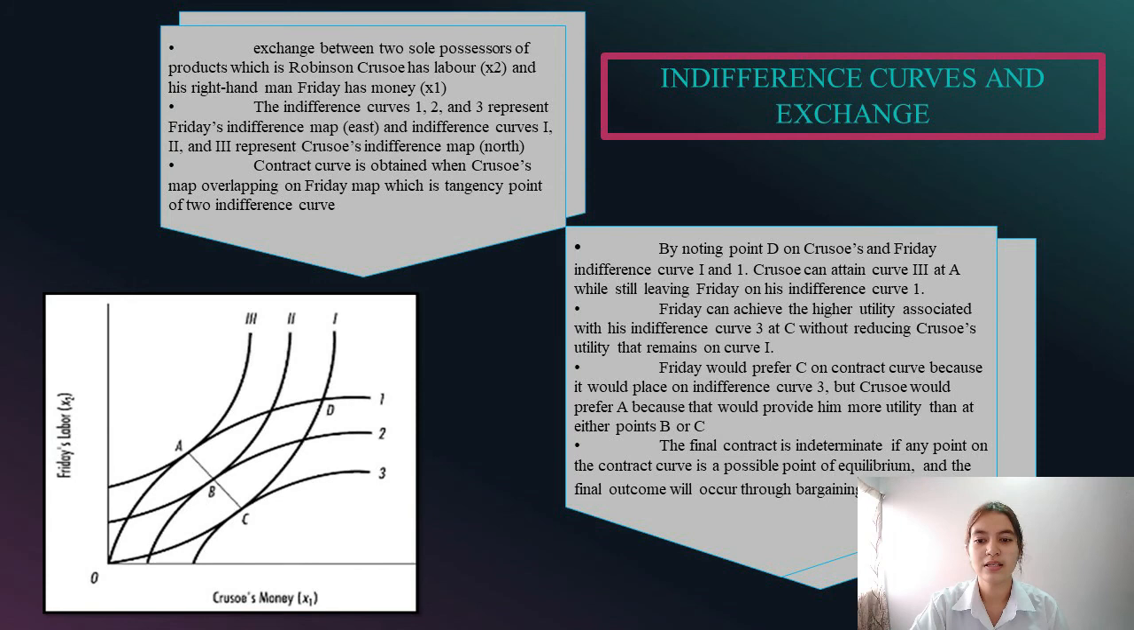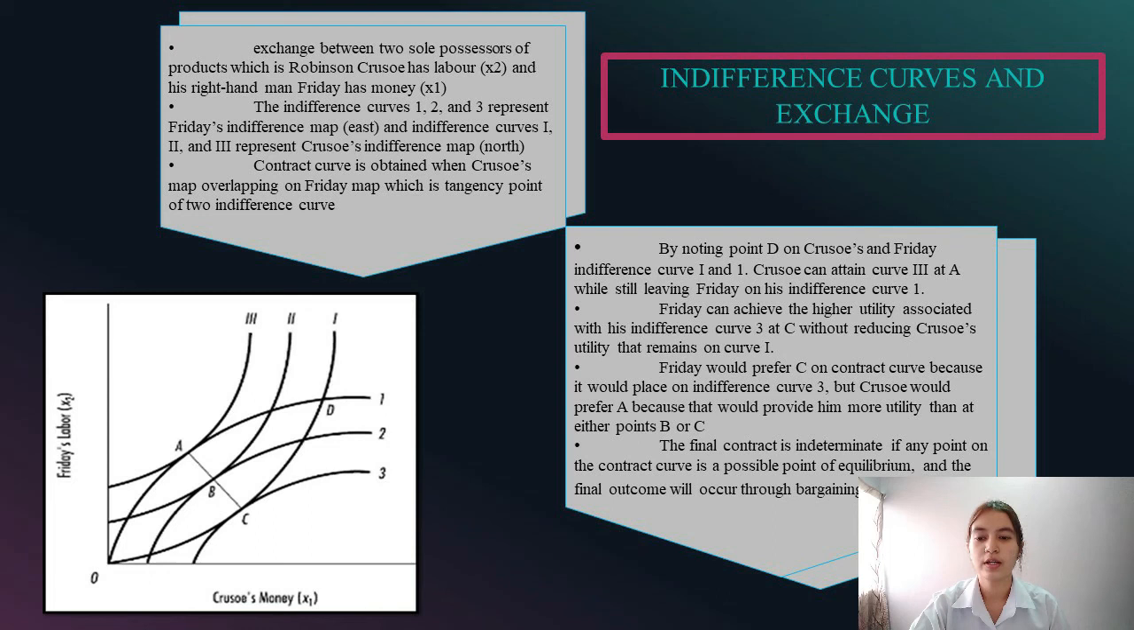This can be seen by noting point D on Crusoe's indifference curve 1 and Friday's indifference curve 1. Crusoe can attain curve 3 rather than 1 at A, which still leaves Friday on his indifference curve 1. Or we can look from Friday's perspective. Friday can achieve the higher utility associated with his indifference curve 3 at C without reducing Crusoe's utility, which remains on curve 1. Next, the self-interest of the two traders will push them to the contract curve.